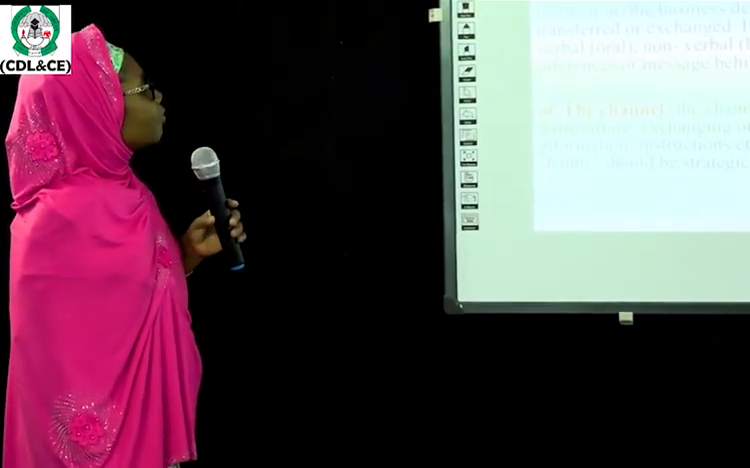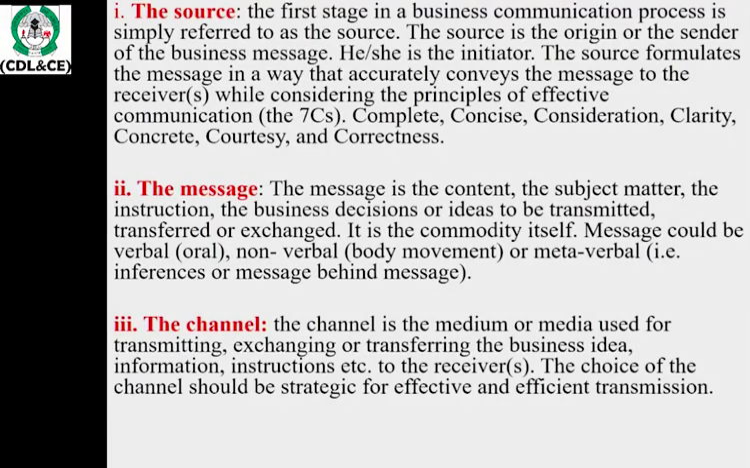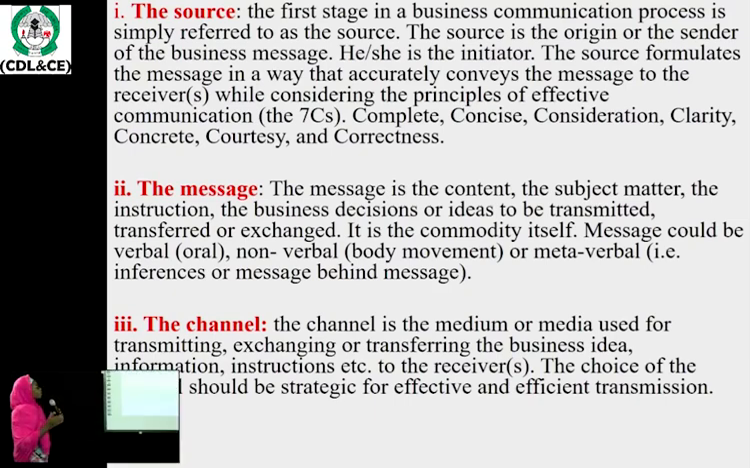The source. The first stage in a business communication process is simply referred to as the source or the initiator of the message. The source is the origin or the sender of the business message. He is the initiator, which I have already explained. The source formulates the message in such a way that accurately conveys the message to the receiver or receivers while considering principles of effective communication. The 7 C's, which are complete, concise, consideration, clarity, concrete, courtesy, and correctness.